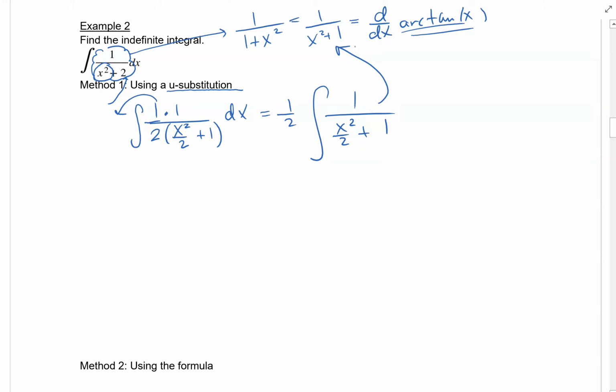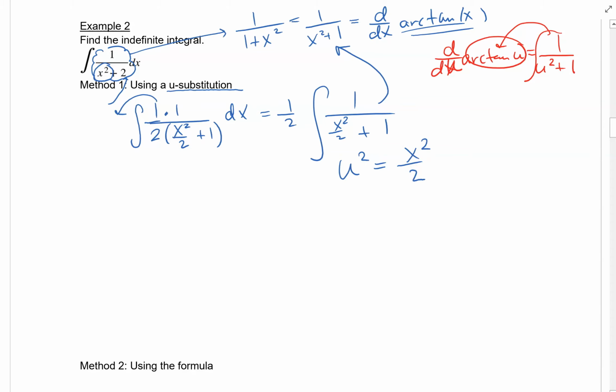So I'm going to think, well, I would really rather that be a u squared. If that's a u squared, then pretty much I have this, right? Because I could think of it this way. The derivative with respect to u of arc tan u would be 1 over u squared plus 1. So then the antiderivative of this would just be that. So that's what I want. I want just a u squared there. But it's an x squared over 2. So I want u squared to be the same as x squared over 2. And then I can just swap out x squared over 2 for u squared.